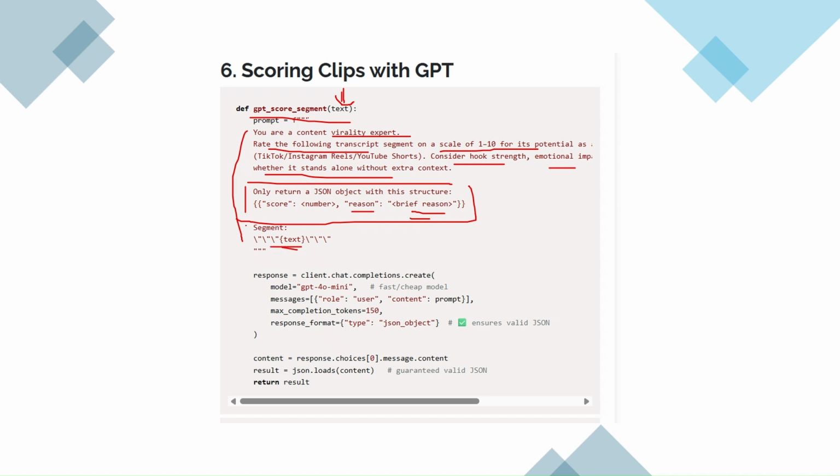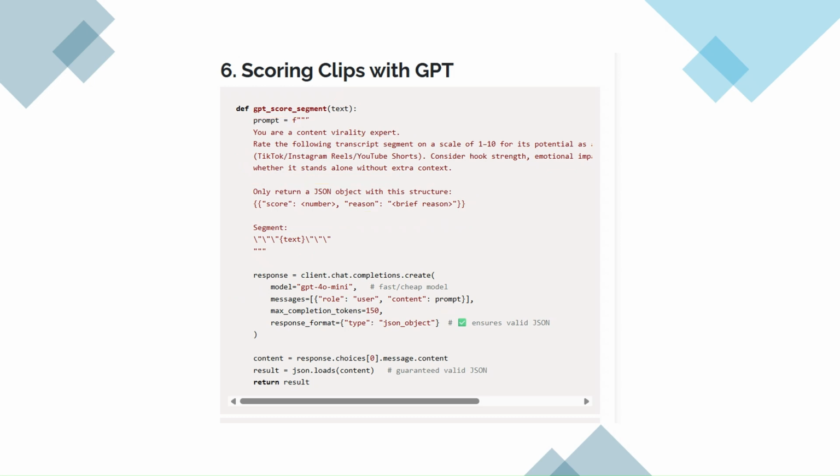We pass the script of this candidate clip, and we load the OpenAI's 4o mini model, and we pass the prompt as an input parameter. We take the response as a JSON object, and this will give us the score for each of the candidate clips.